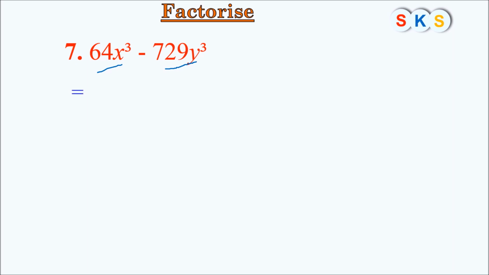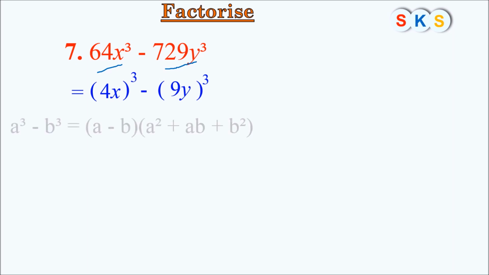So we will write both terms as perfect cubes. So it would be 4x the whole cube minus 9y the whole cube. Now you can see that this question is converted into the form of a cube minus b cube. So we will use the formula a cube minus b cube equals a minus b into a square plus ab plus b square.